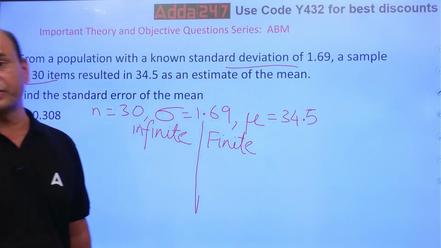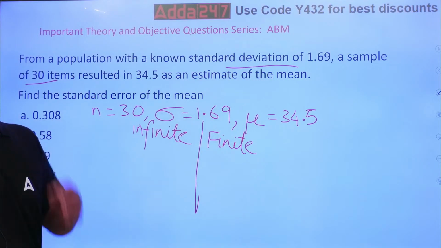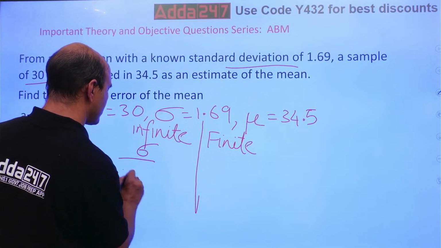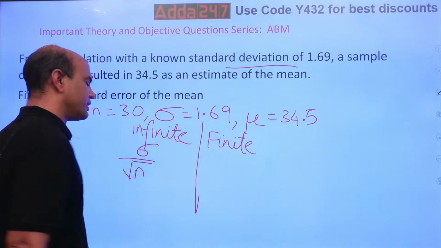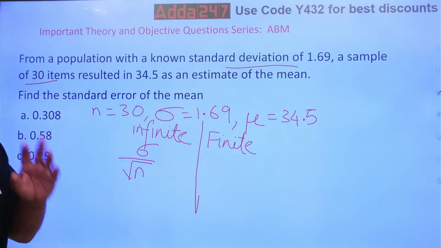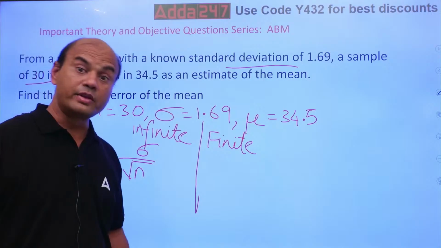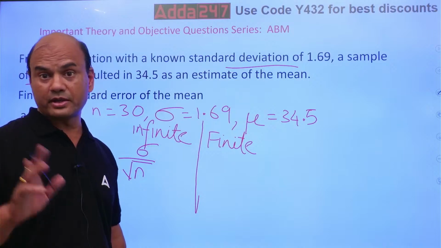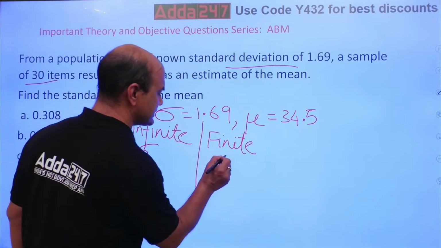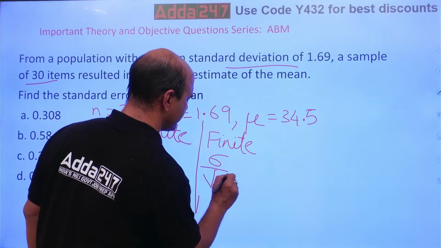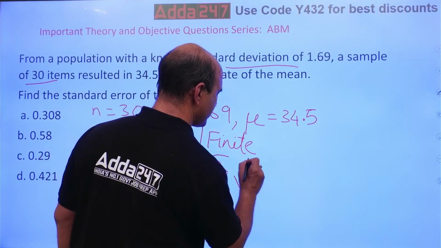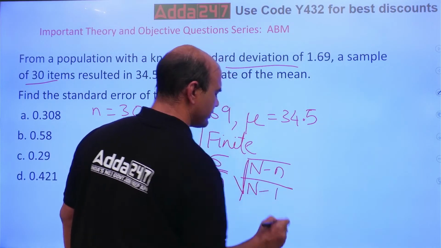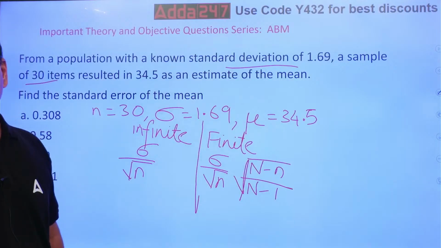What is the formula for infinite population? What is the standard deviation for infinite population? So psi upon root of n. Psi upon root of n. This is for infinite population. If they would have given that the population is 200, then finite, then the formula is, see, it is like this: psi upon root of n into square root of capital N minus n upon capital N minus 1. This is the formula for finite population.